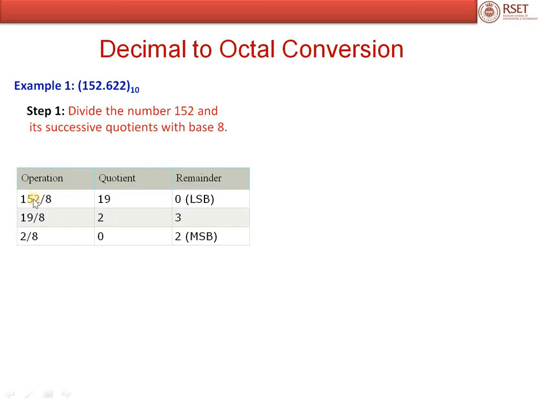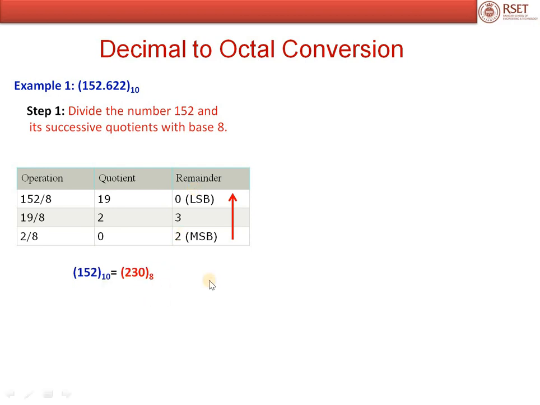When you divide, the quotient is 19 and the remainder is 0. When you again divide this quotient by 8, that gives a remainder 3. Again we divide 2 by 8, so the quotient becomes 0 and the remainder is 2. So its octal number is given by 230. This is the corresponding octal number.